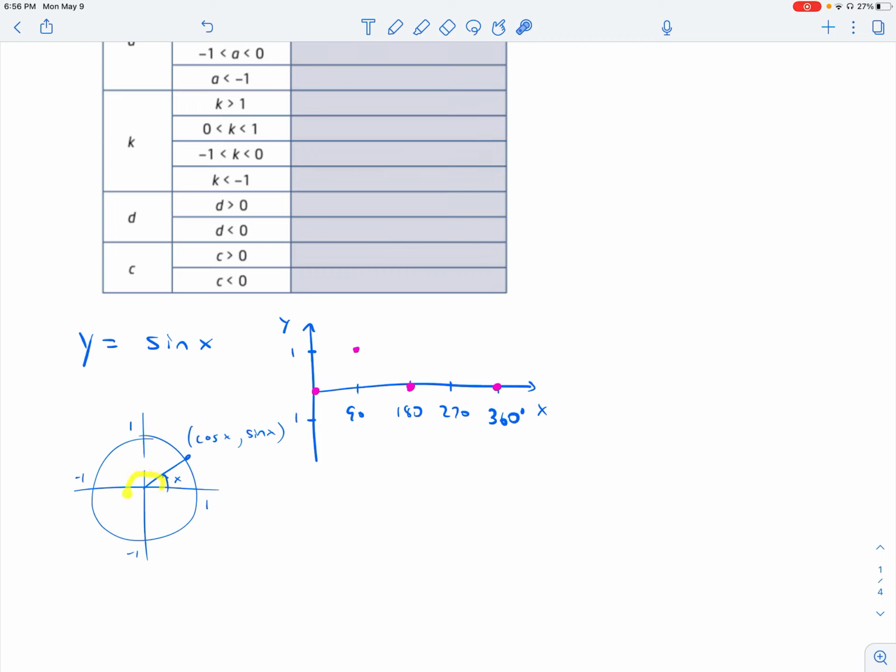If I continue rotating all the way down to here, when the angle is 270, this ordered pair is going to be 0 comma negative 1. So the y value is negative 1, and I'll have a point at negative 1 right here. So I always remember these 5 points for the sine graph. A quick way to remember it is to start at the origin, go up, come back down, and do one full cycle. We start at the origin, and we finish at the origin.